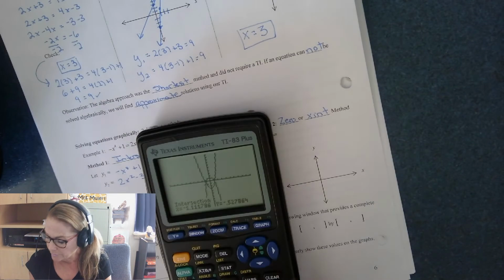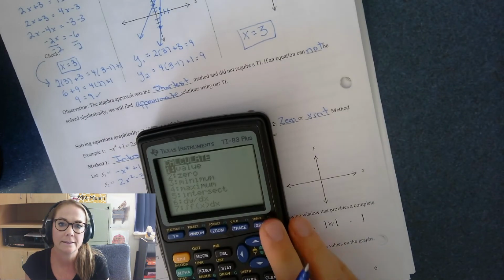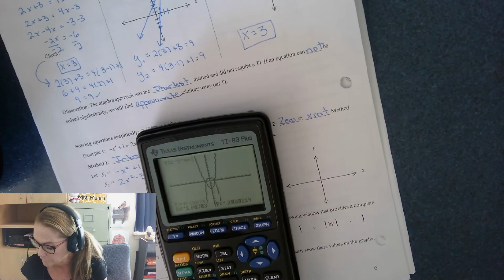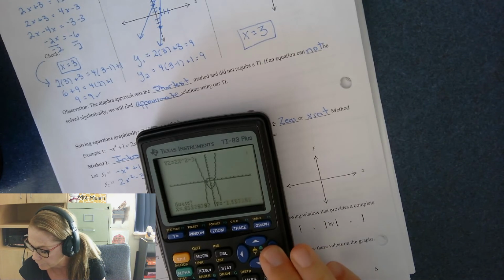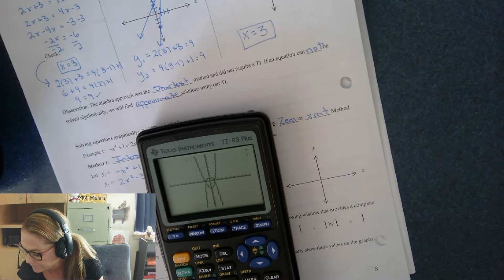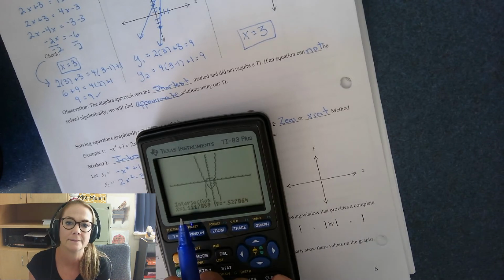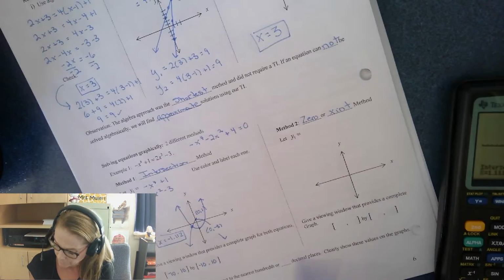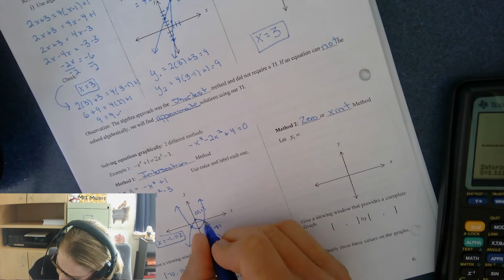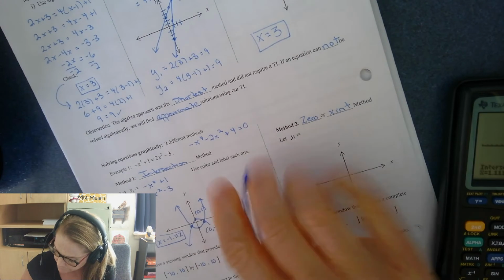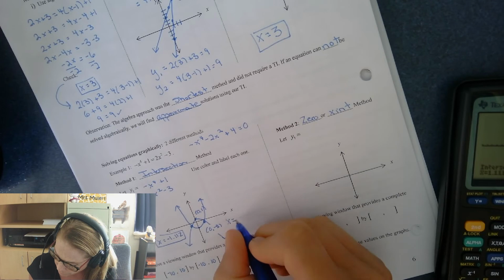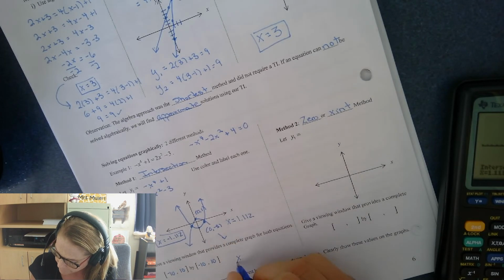All right, and so let's go through the process on the second one. Second trace, intersect, first curve, second curve, yes, and then guess. So I'm going to push the cursor over here and hope it'll give me this one. Sometimes you have to really kind of force it, but it did. So this one's the positive 1.112. Okay, so over here, this x value, I was about to write the coordinates. So x equals 1.112. So x here is equal to plus or minus 1.112.